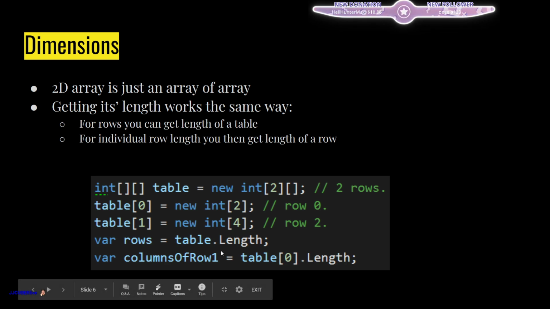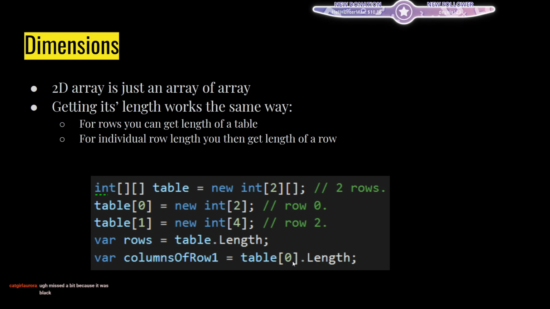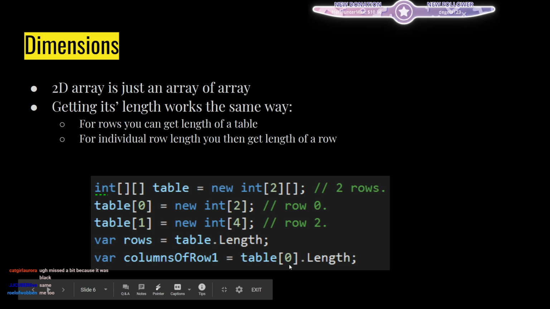If I want to get the length, like how many rows are in the array, I can use length. Or if I want to get how many elements are in the first row, I can use the length of 0, the first row. Next.